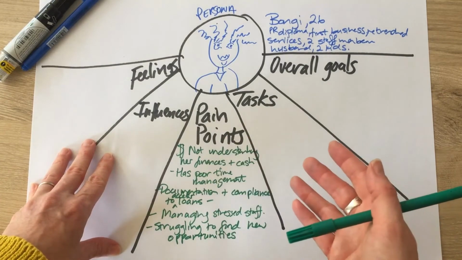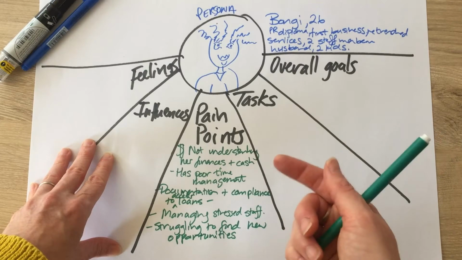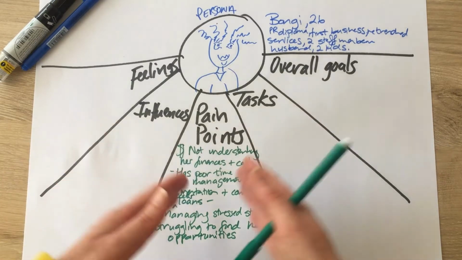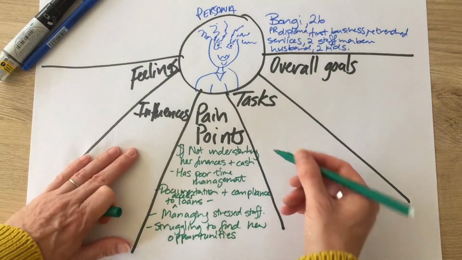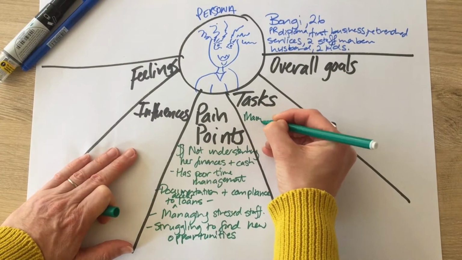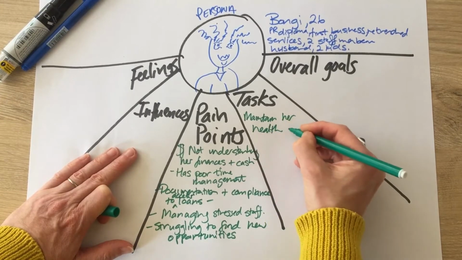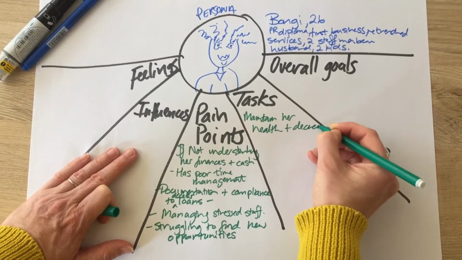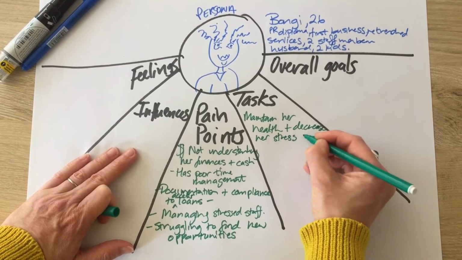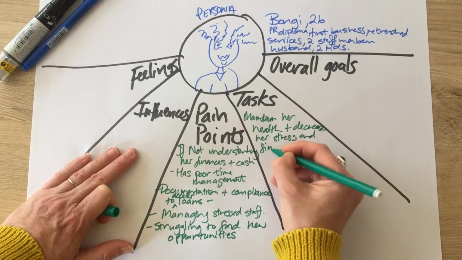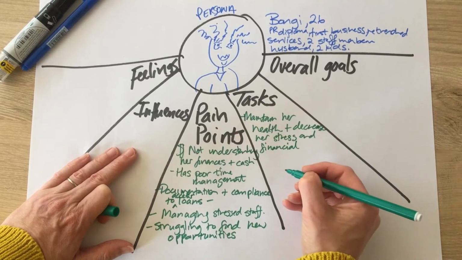We understand some of her most pressing problems now, but what tasks then does she need to complete to ease these pains? Right, let's look at tasks. First and foremost, she needs to maintain her health and decrease her stress and financial pressures. Well, yes, that's a bit obvious, but let's not leave out the obvious.